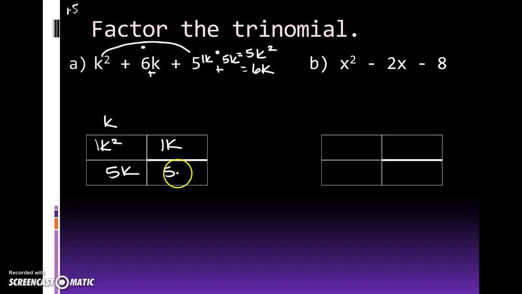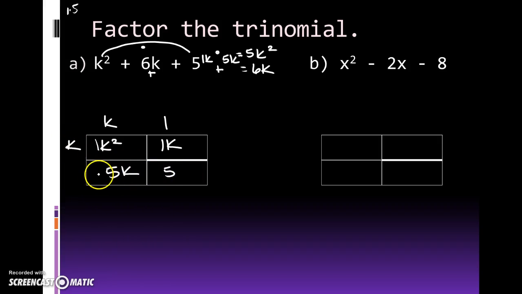Then I'm looking at the next column, and what do 1 and 5 have in common? Nothing really, just a 1. Notice I didn't put the 1 here because it's 1k. I don't need the 1 in front of that. And then I'm going to look from left to right. What do k squared and k have in common? What can I take out of both of these?